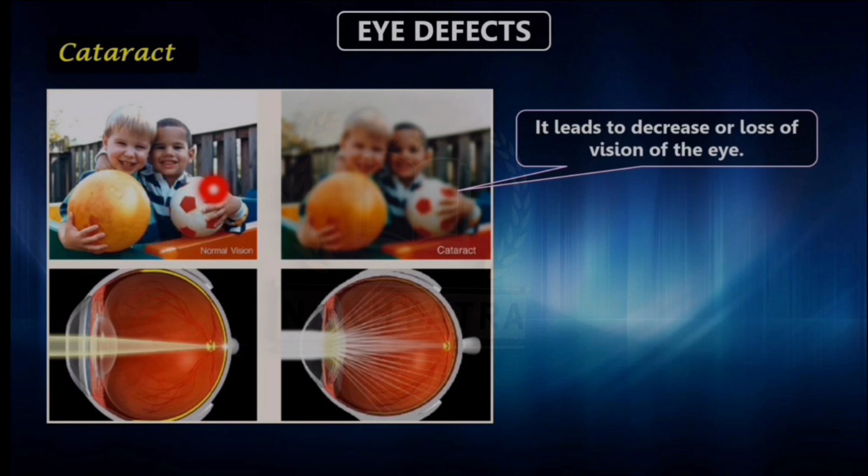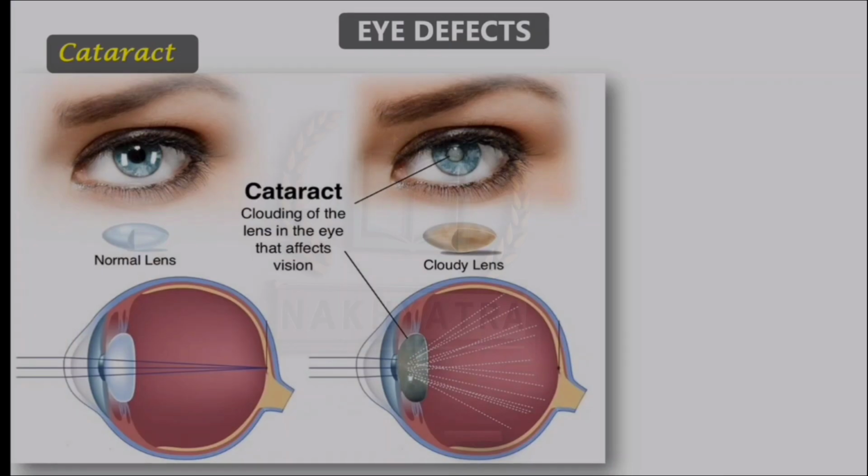Now see here, this is normal vision and this is a person having cataract. Alright, so in normal eye the lens is clear, so it has a normal lens, but in case of cataract it has a cloudy lens. So cataract is the clouding of the lens in the eye that affects vision. Can you see the lens? It seems to be very cloudy.